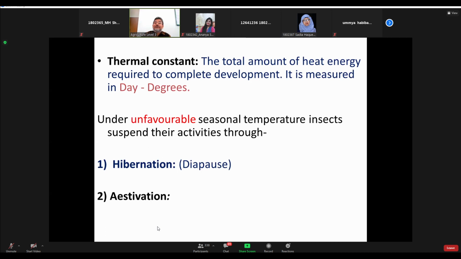Is it clear to you? Total amount of heat required to complete the development is called the thermal constant. Thermal constant. It is expressed in degree days.